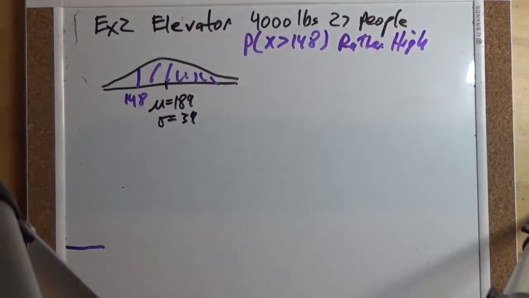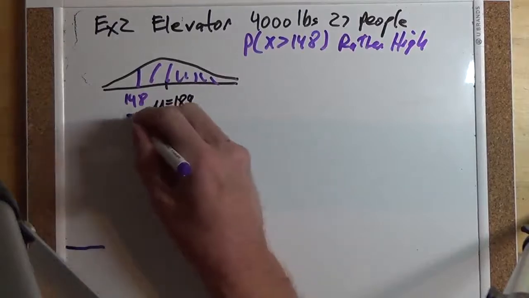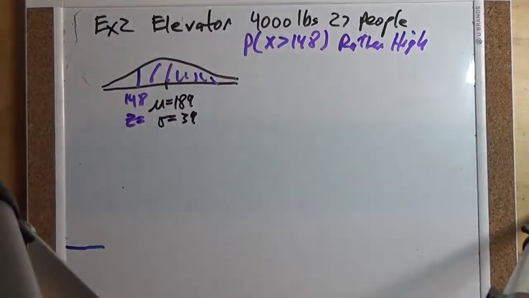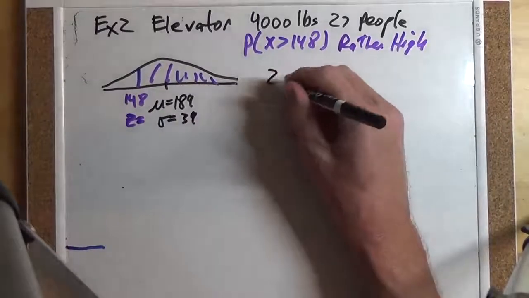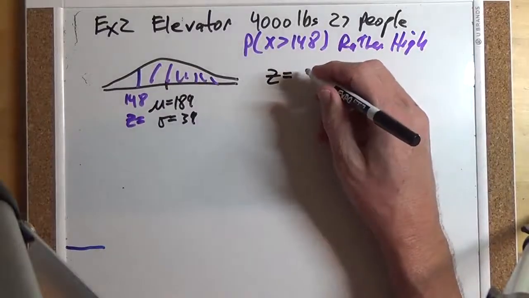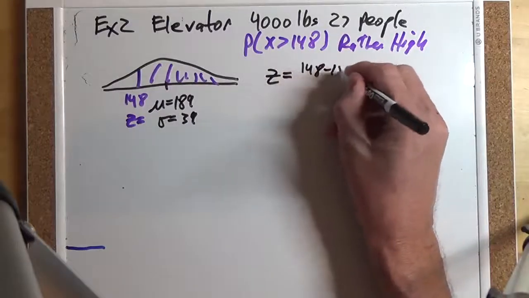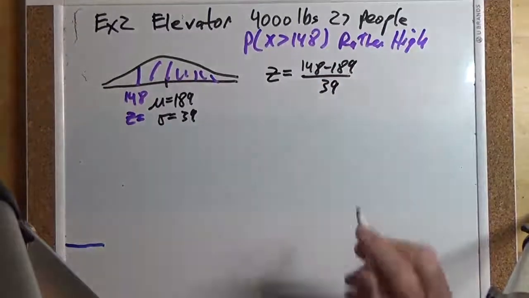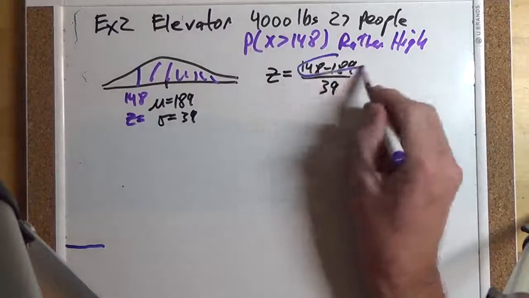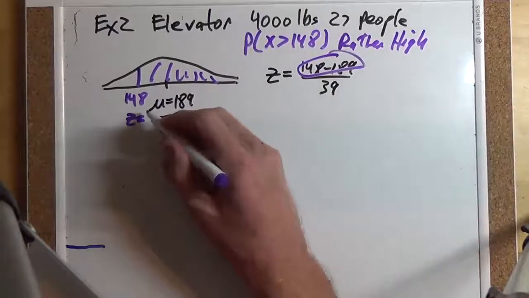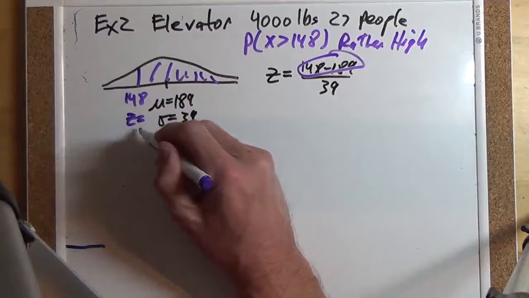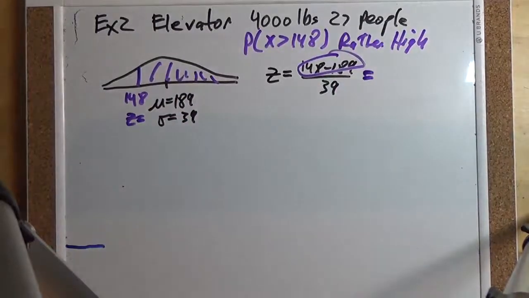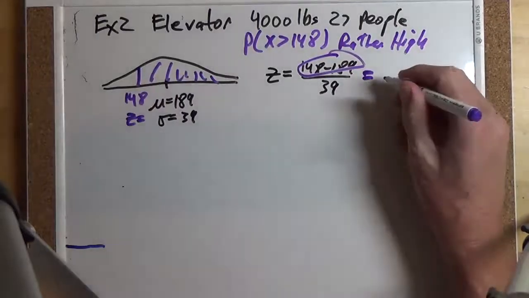Okay, so I need my z-score. Once I get the z-score, I go to the tables and get the area. Z is my x value, that's the 148, subtract 180 over 39. Quick check I do, I look at the numerator. That's negative. That makes sense because I'm to the left of the mean, so I know z is going to be negative. Negative 1.05.